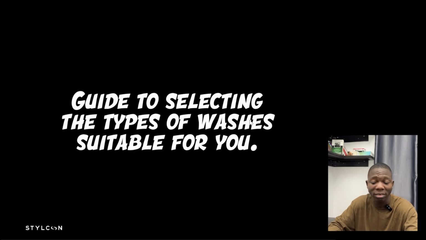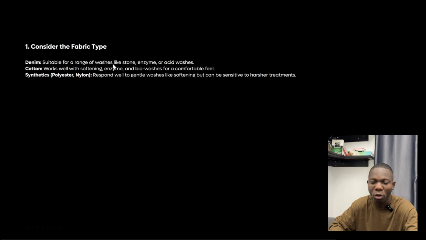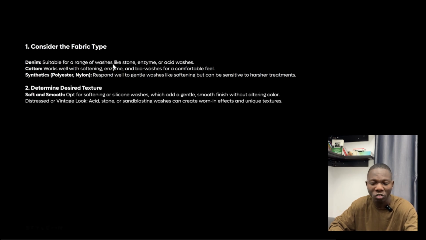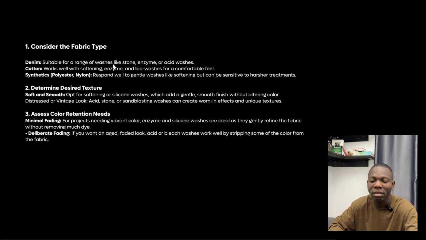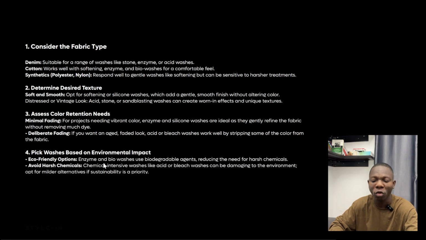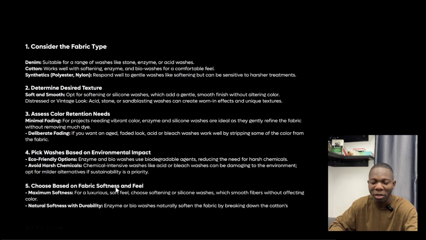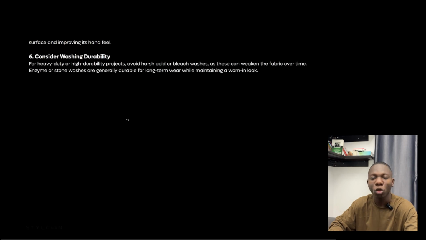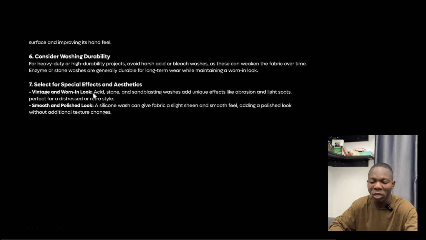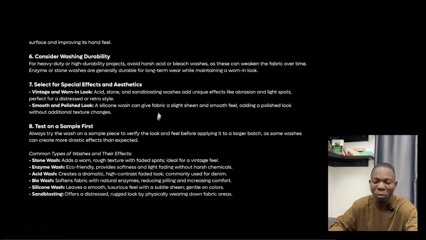What are the guides for selecting the type of wash that is suitable for you? Number one, consider the fabric type. Number two, determine the desired texture. Number three, assess the color retention needs. Number four, pick washes based on environmental impact. Number five, check the fabric softness and feel. Number six, consider washing durability. Number seven, select for special effect and aesthetics. And number eight, which is very important, test on a sample first.